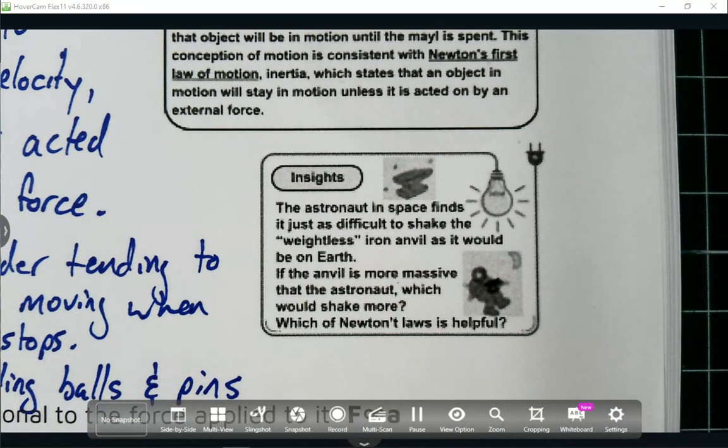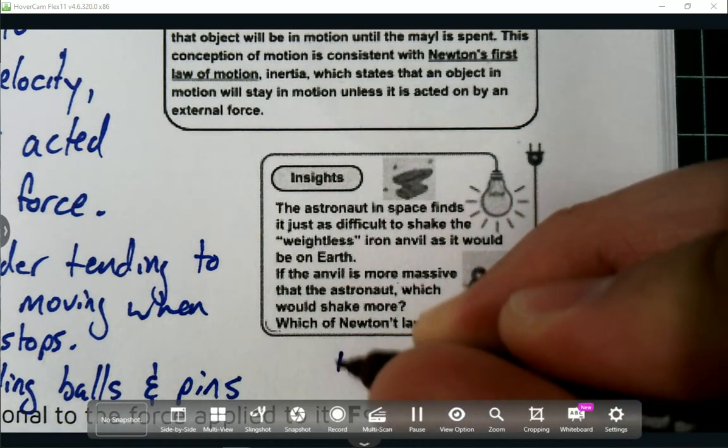I'll give you a hint. It starts with an I. Lillian's shaking it off. The property that an object has that makes it hard to shake it or move it starts with an I. Yeah? Inertia, yeah. Inertia. And inertia is the name that we give to that tendency.